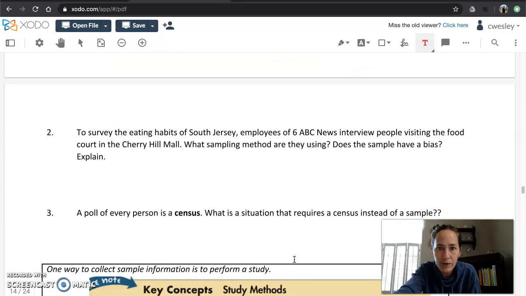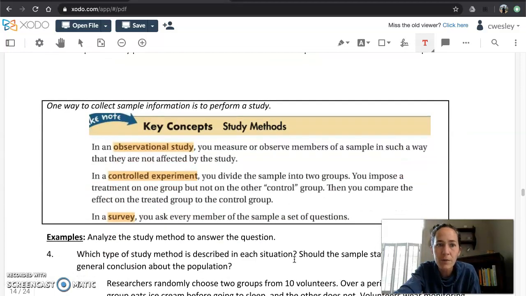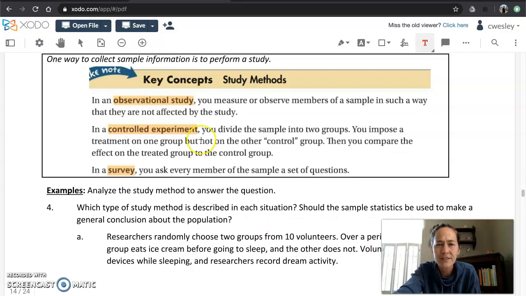I want to scroll down. I want to go to page 14 and talk about different study methods too. And some of these you may have heard of before. We're just going to put names to them so we can talk about them in an organized way. In an observational study, it is what it sounds like. I do some experiment, I observe members of a sample, and I figure out the results. I summarize my observations.